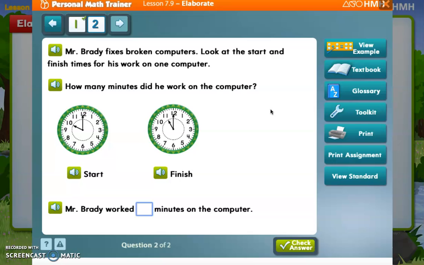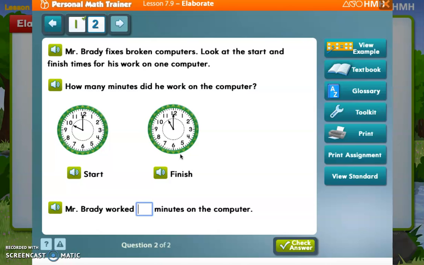So it says, Mr. Brady fixes broken computers. Look at the start and finish times for his work on one computer. How many minutes did he work on the computer? So he started at 10 o'clock, right? The hour hand's on the 10, the minute hand is on the 12, so that means 10 o'clock. And then his finish time, his hour hand is now pointing to the 11, and the minute hand is still pointing to 12. So he started at 10 o'clock, and he finished at 11 o'clock.